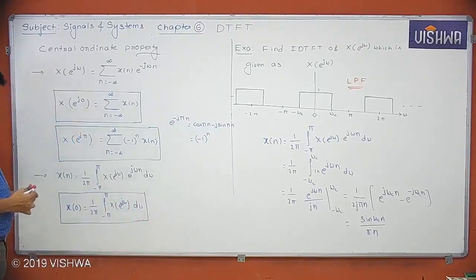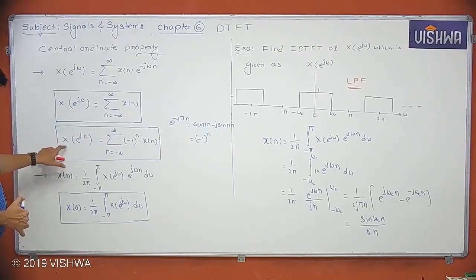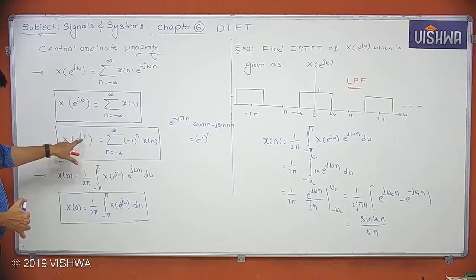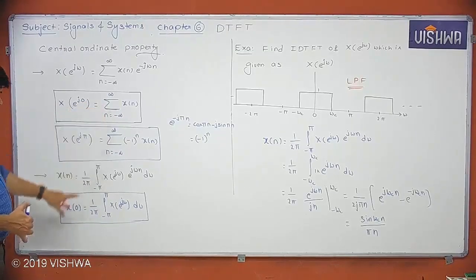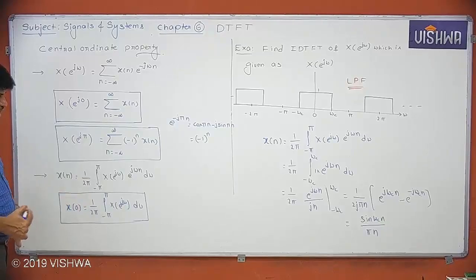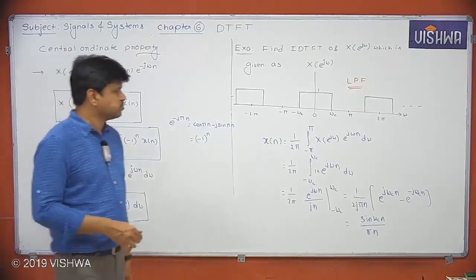That is what we are going to do. Clear? These are the central ordinate properties. In this one, this is very important. E power j pi at omega is equal to pi, what is the value? At omega is equal to 0, this is the value. At n is equal to 0, this is the value. Clear? Take it. 2005.